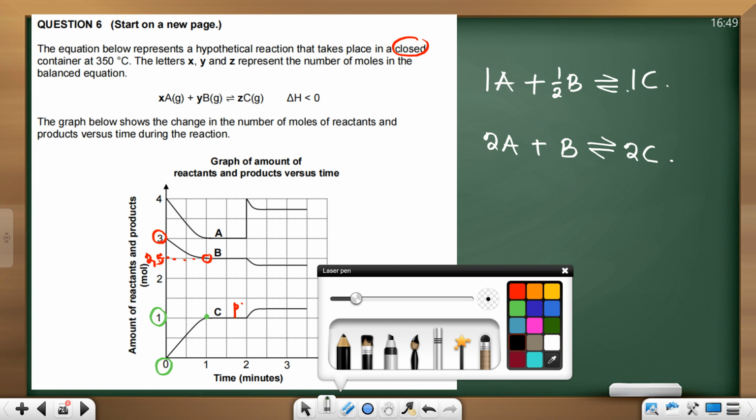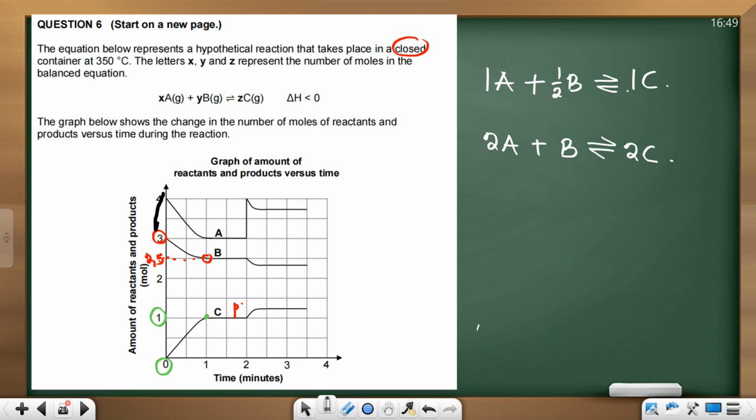This child, I don't understand this child. A, 4 to 3. It's reducing. We start by 4, we finish at 3. What did we use? 1 more. That's your 1.